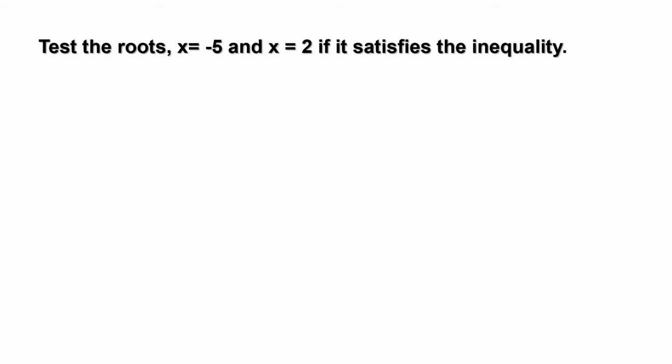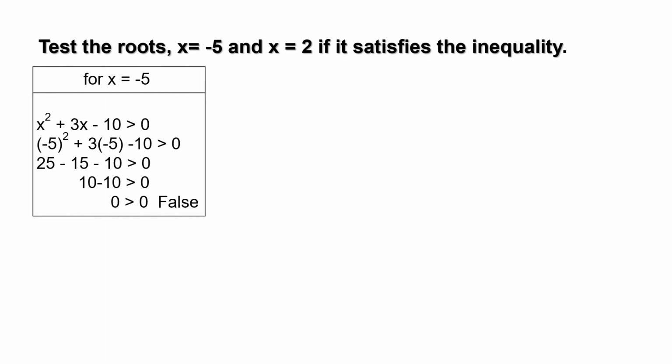Test the roots x equals -5 and x equals 2 if it satisfies the inequality. So for x equal to -5, all we need to do is substitute it to our inequality x raised to 2 plus 3x minus 10 is greater than 0. After we substitute, solve, and simplify, that will give us 0 greater than 0. Is 0 greater than 0? No, so that is false.